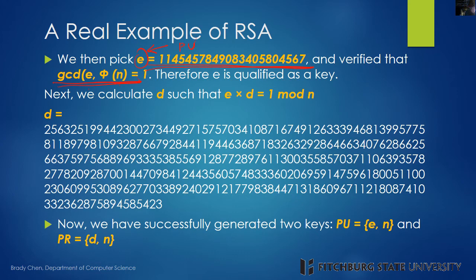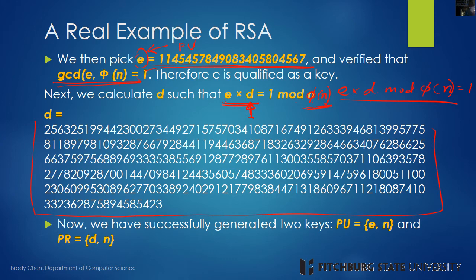Okay. So the next step is to calculate the multiplicative inverse of E. E times D equals 1 modulo n. So I want to find D such that E times D modulo phi of n is 1. Sorry, this is phi of n, not n. So if you know phi of n, it should be relatively easy. You can find D in a reasonable time. And here's the D I found.